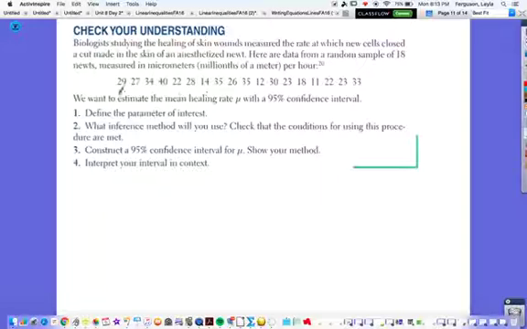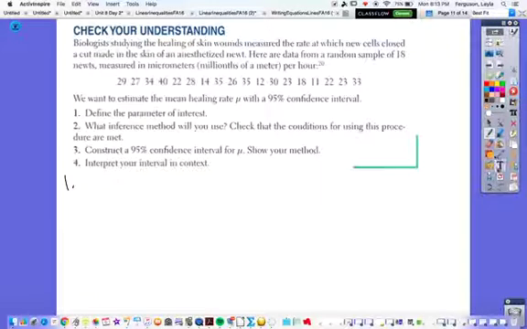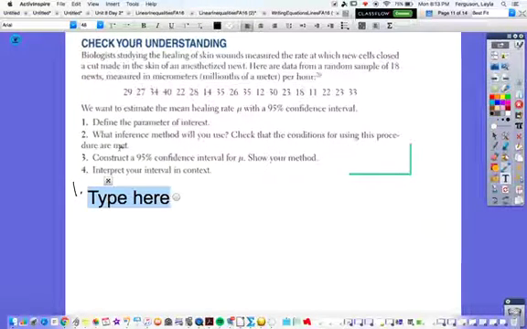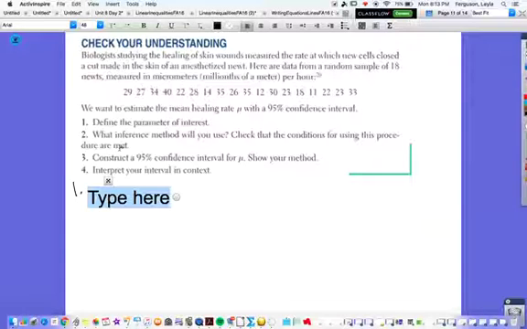And so then you have this data set here. So we want to estimate the mean healing rate mu with a 95% confidence interval. The first thing it says is define the parameter of interest. So what you are trying to find, I'm going to type this out because my handwriting's not great on here, is the population mean healing rate.